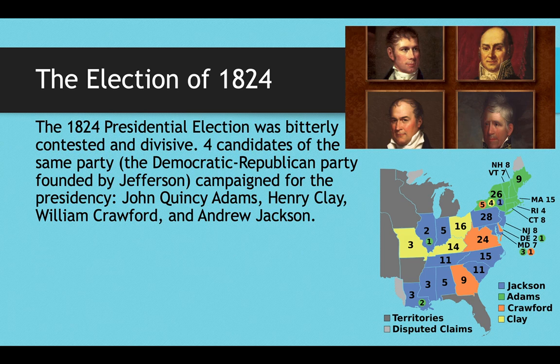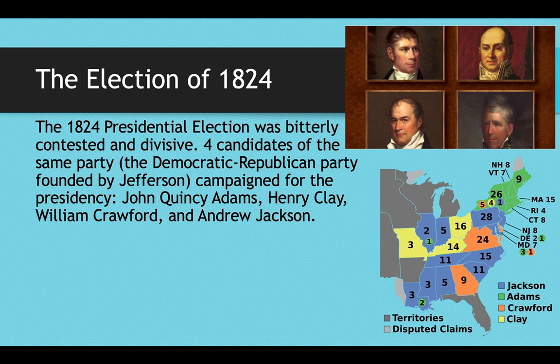Starting with the election of 1824, this was kind of a strange election because all of the candidates were from the same political party. At this point, coming off of the James Monroe era, the Federalists have declined and aren't really a major political party anymore. And the only major political party now is the Democratic Republicans, the party founded by Thomas Jefferson. So all of the candidates in this election were from the Democratic Republican Party.